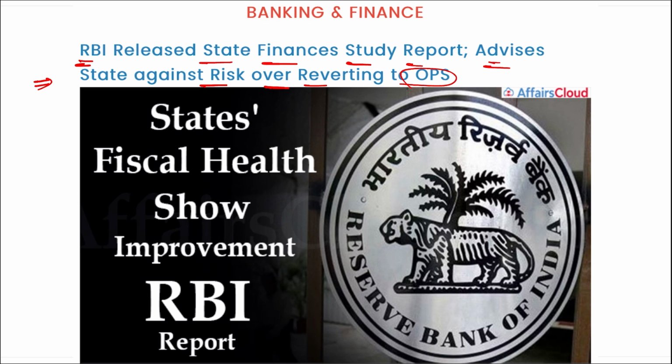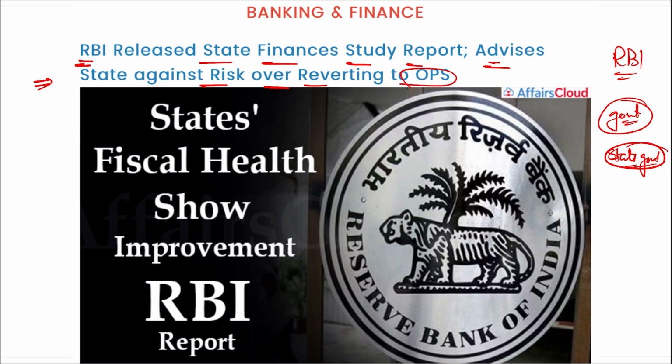In this particular report released by RBI, RBI has warned the states about reverting back to the old pension scheme. How this can be a bad thing for the state is that when they go back to the old pension scheme, for all those government employees who retire, the pension will be given from the fund of the state government. So it will be an additional burden to the state. That is the reason RBI has warned those states not to shift back to the old pension scheme.